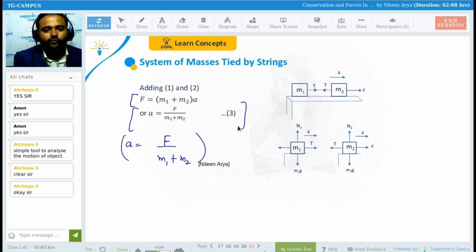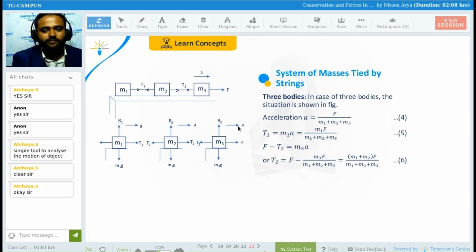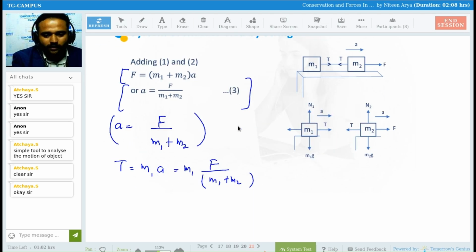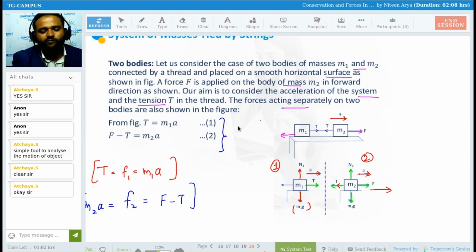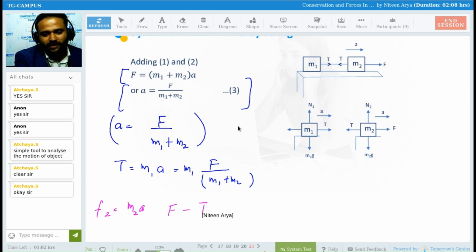Clear? Now if we want to find the tension force, the tension force T is nothing but m1a. Clear, na? So the tension is m1 F divided by m1 plus m2, and we are going to find that on the next page. Okay, that is for the two mass system. And if you want to find m2a, that is simply F minus tension.